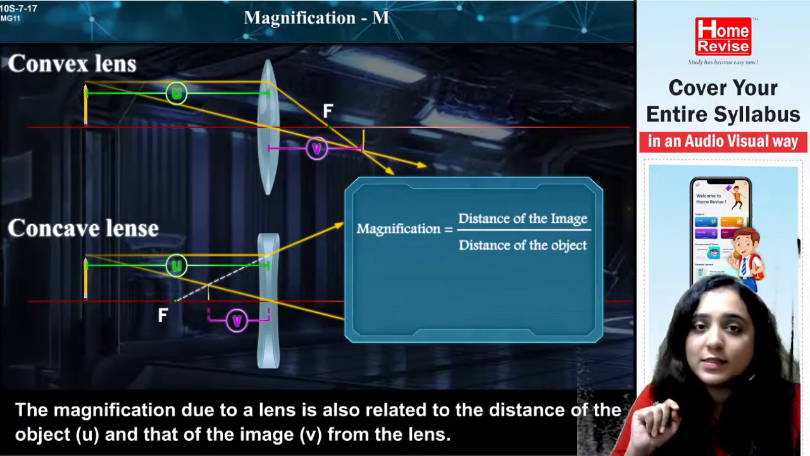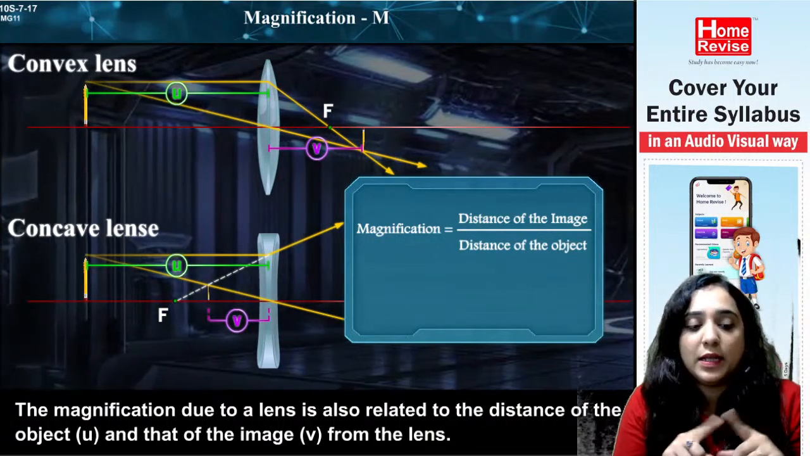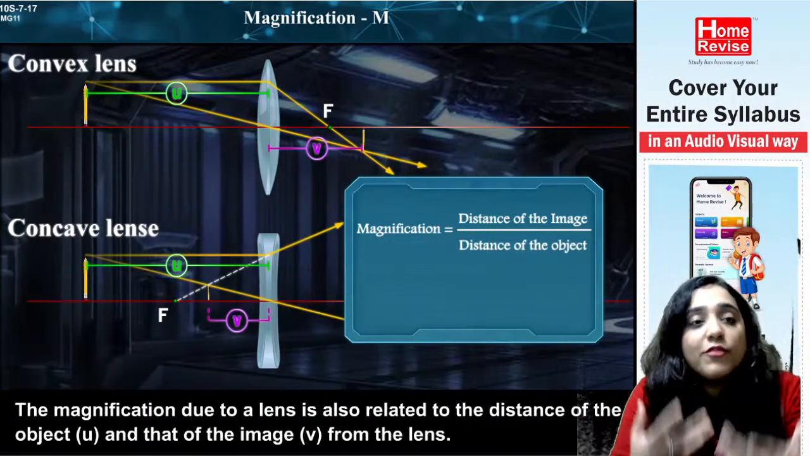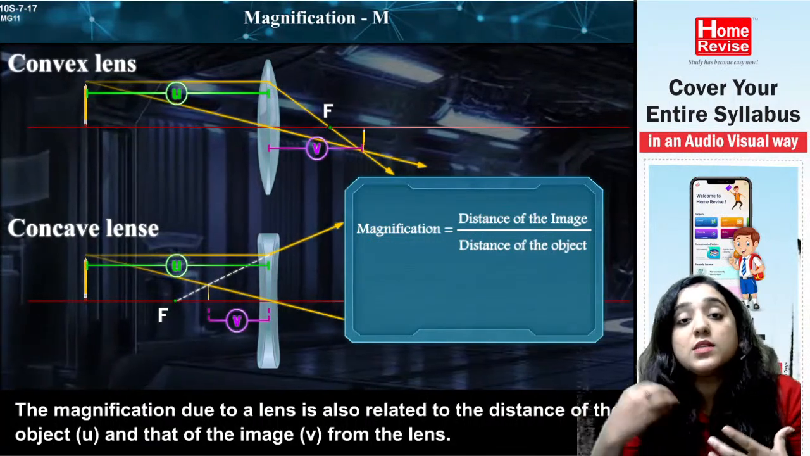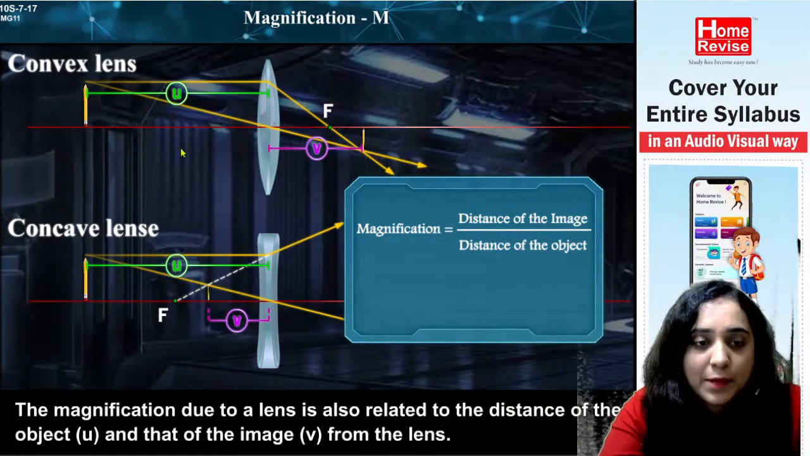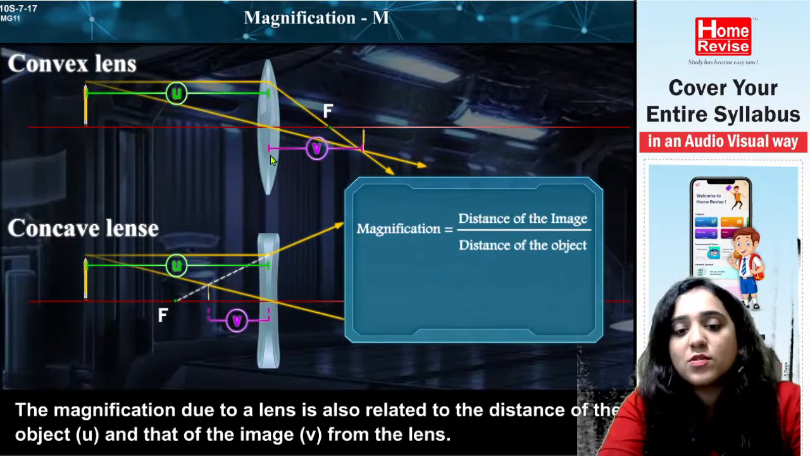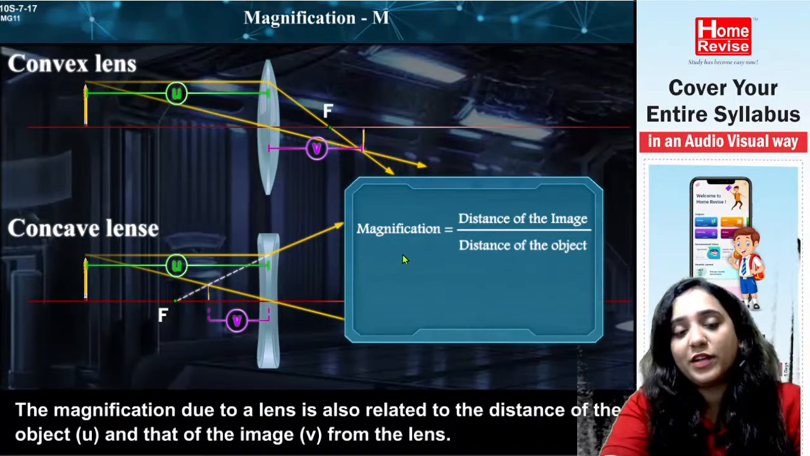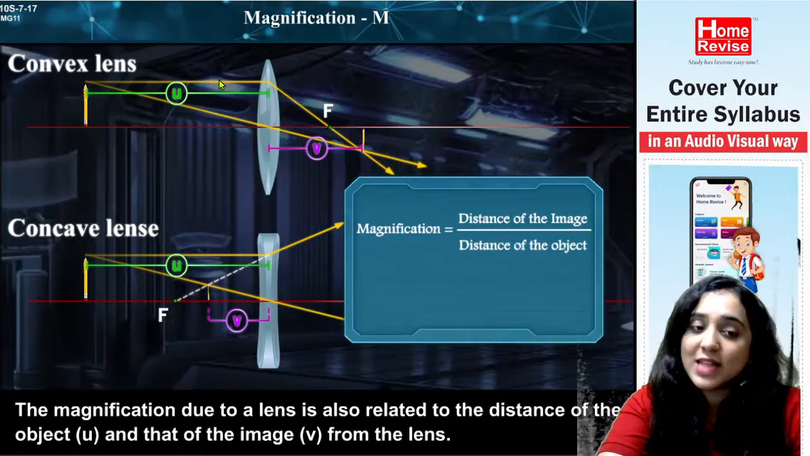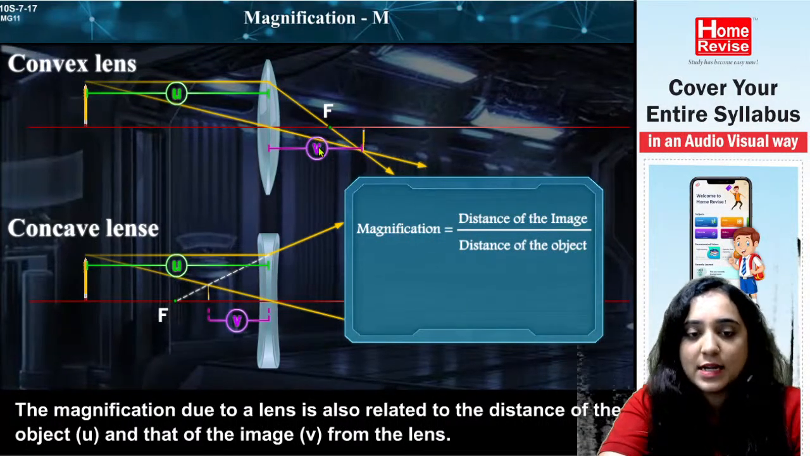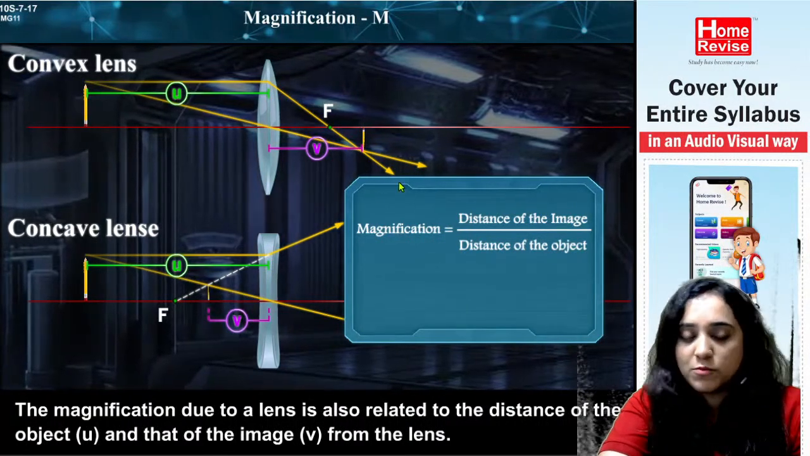Now we all know what u is, the distance of the object, and v, the distance of the image. If you have the value of u and the value of v, then you are able to find the magnification with the help of u and v, which is nothing but the distance of the object and the distance of the image.